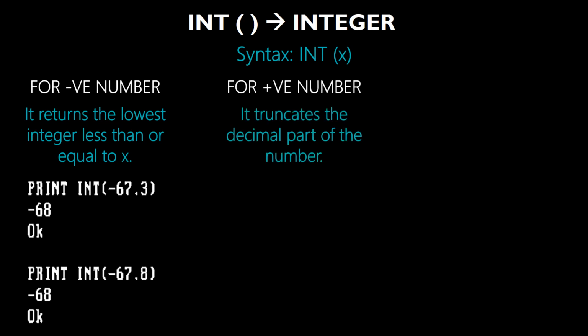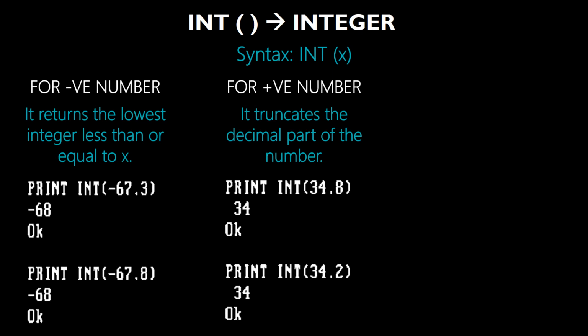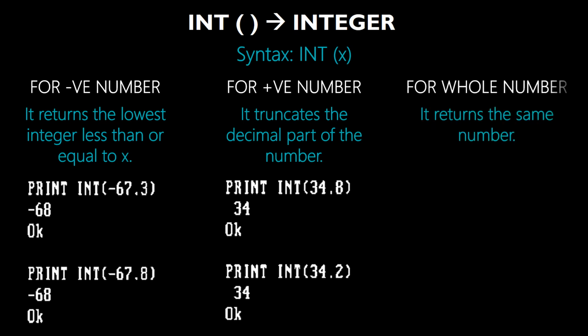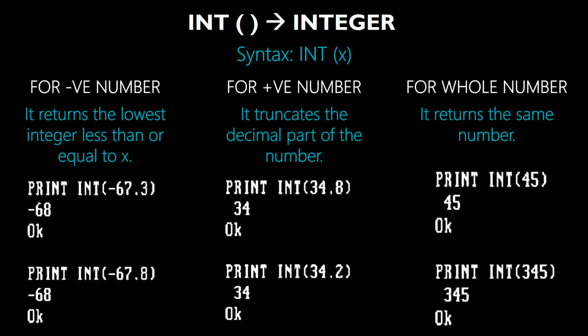For a positive number, it truncates the decimal part of the number. Truncates means removes. Print INT(34.8) will return 34 and print INT(34.2) will return 34. For a whole number, it returns the same number. Print INT(45) will give me 45 and print INT(345) will return 345.